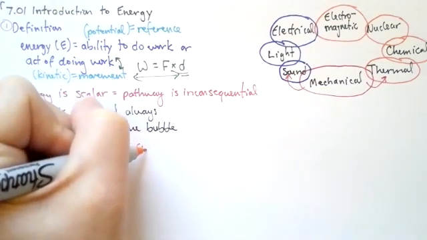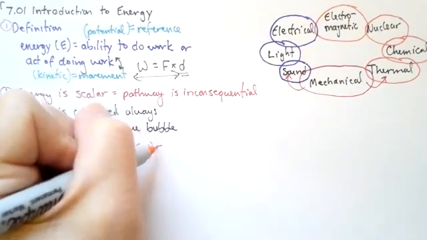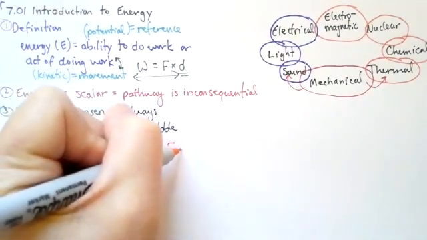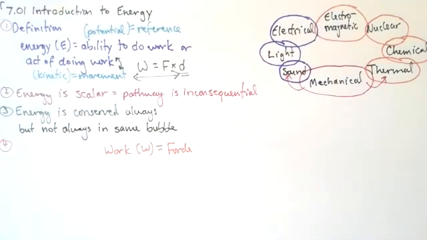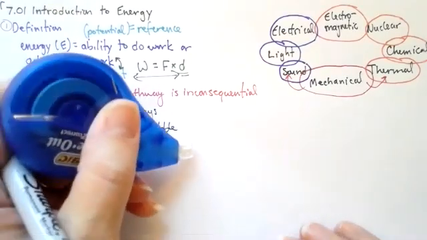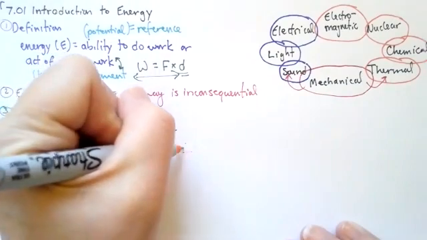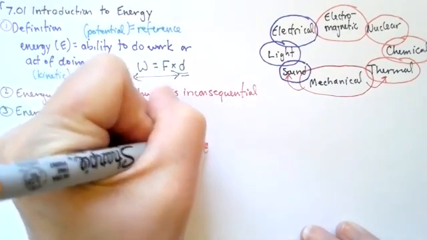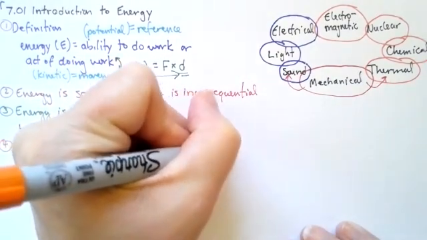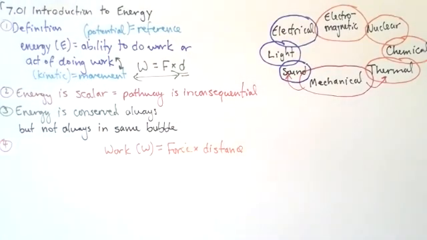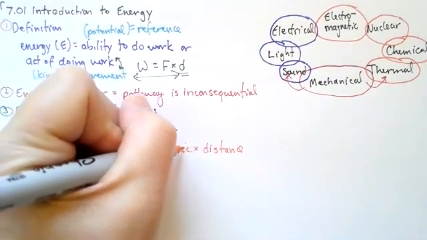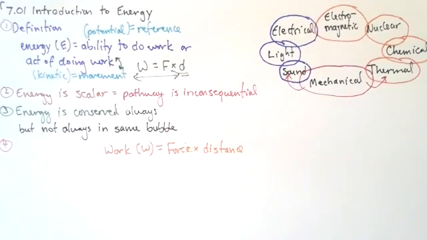which is a capital W, is defined as a force. Whoops, where'd that come from? I got ahead of myself. Force times distance. So if we have a force that is causing something to move over a distance, that's work. And we said that energy is the act of doing work. We also said, or the ability to do work.